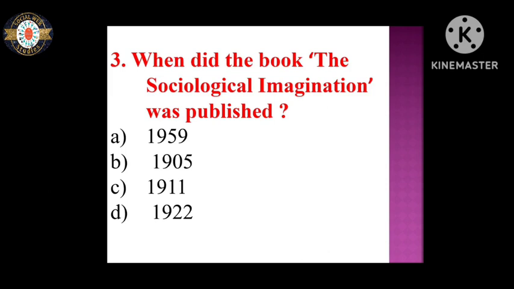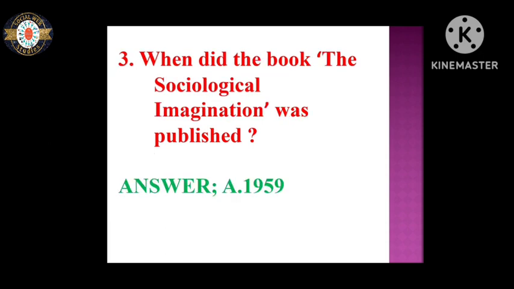Question number third is, when was the book The Sociological Imagination published? Option A, 1959. Option B, 1905. Option C, 1911. Option D, 1922. Right answer of this question is option A, 1959.